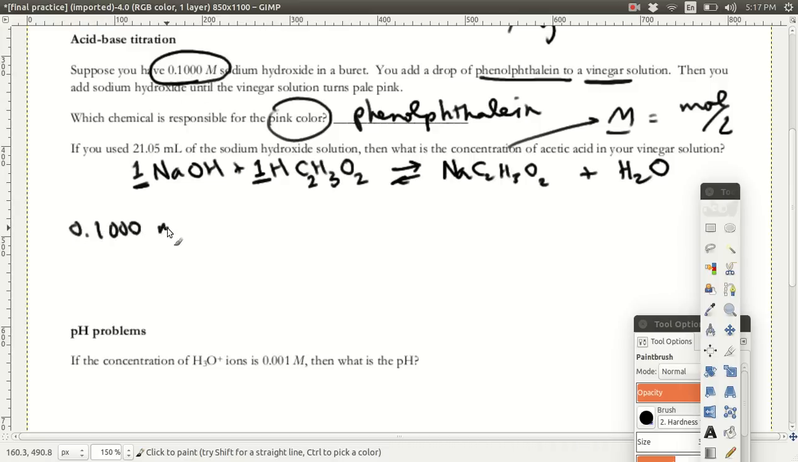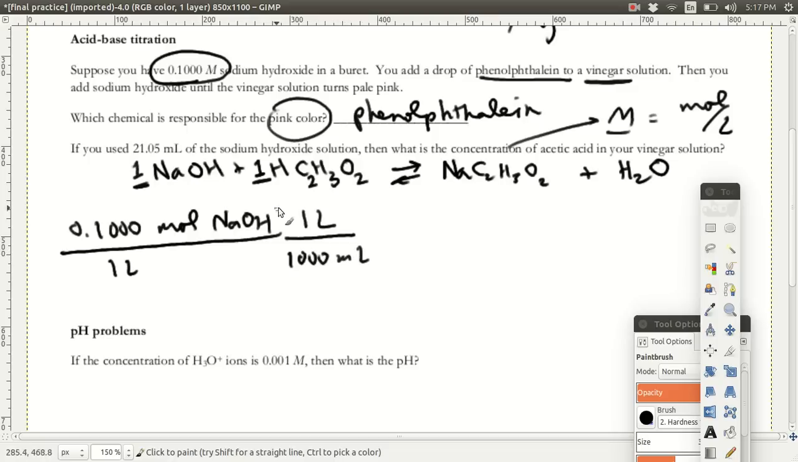0.1000 molar, which is moles of sodium hydroxide in 1 liter. Okay? How many liters did we use? 21.05, but that's milliliters. So in 1 liter, there are 1,000 milliliters, and we use 21.05 milliliters. Okay? This tells us the moles. This is the moles of sodium hydroxide.